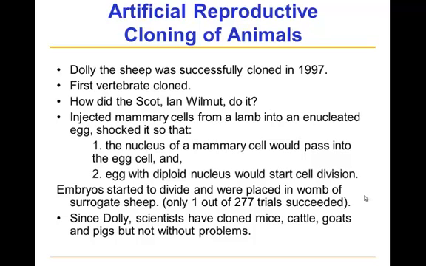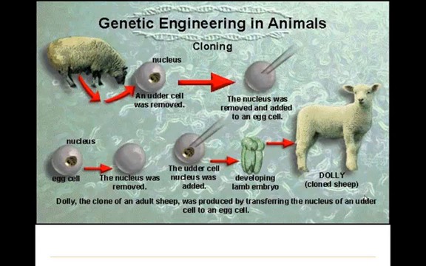And of all those trials, they tried many hundreds. As a matter of fact, only one out of 277 trials succeeded. And since that time, scientists have gotten a little bit better at the techniques, and they've cloned mice and cattle and goats and pigs and even more. But not without problems. Let's look at a kind of a cartoon view of what happened.